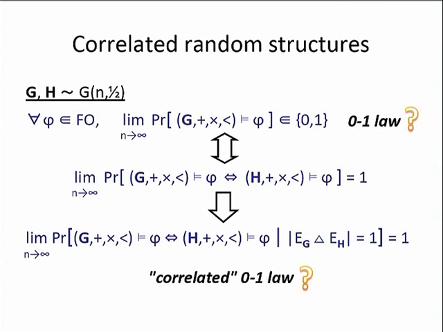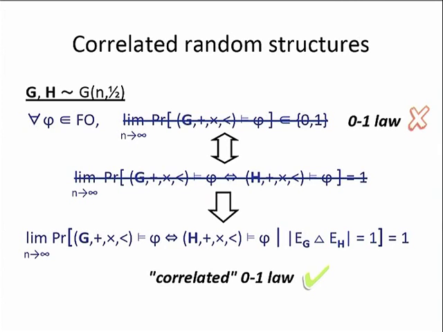Then in the next slide, I'm looking at G and H, but now I'm adding extra relations. We can also talk about plus, times and a linear order on the universe of these random graphs. And I'm making the point that the 0-1 law becomes false. But this weaker correlated 0-1 law continues to hold even if we're allowed to talk about these background relations.